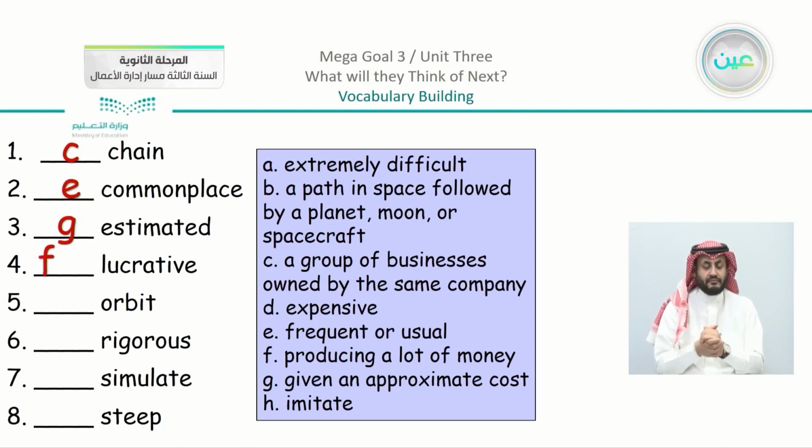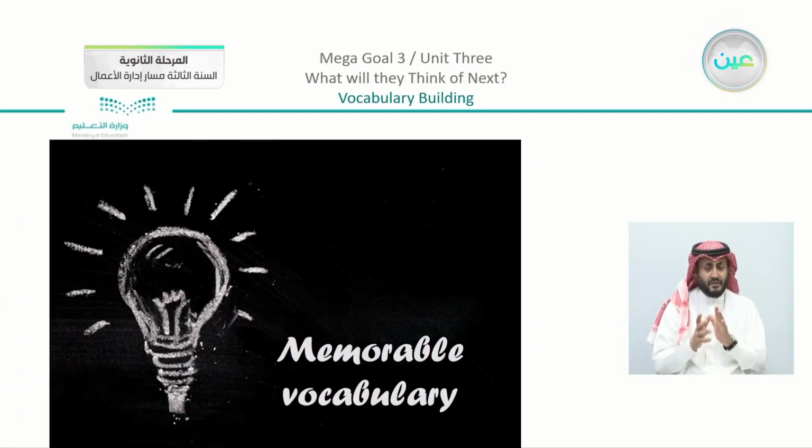Lucrative, which is producing a lot of money. Orbit, which is a path in space followed by a planet, moon, or spacecraft. We have rigorous, which is going to be, of course we have the orbit B, and rigorous is going to be A, which is extremely difficult. We have steep, which is D, expensive, leading us to simulate, which is obviously imitate. Now these are the words that we passed by.